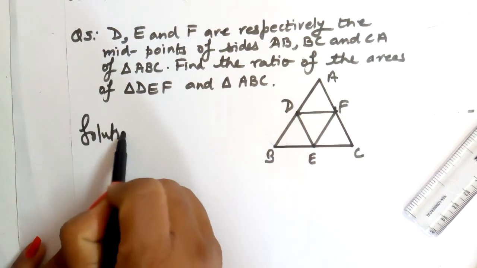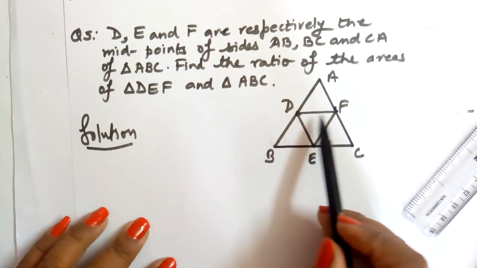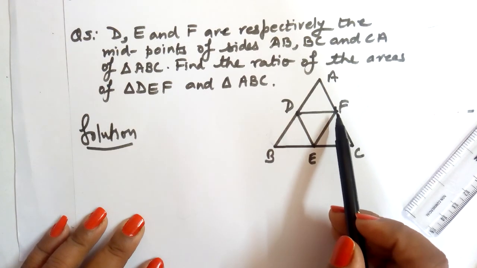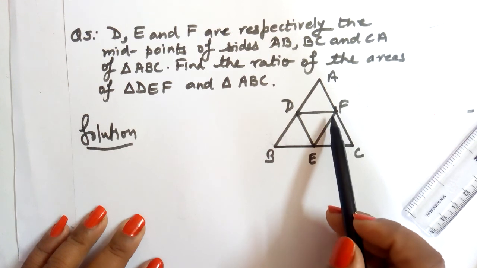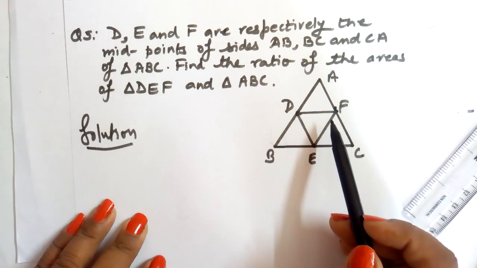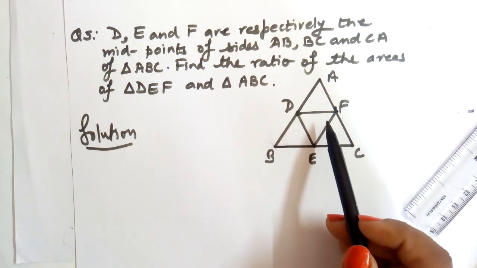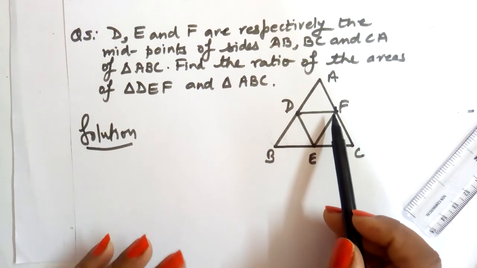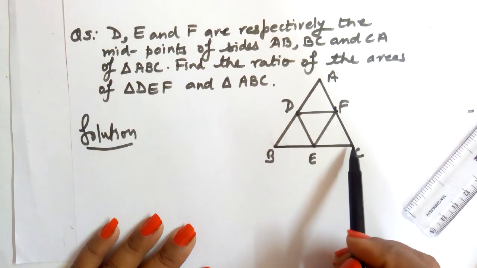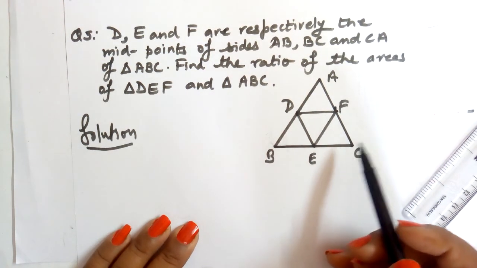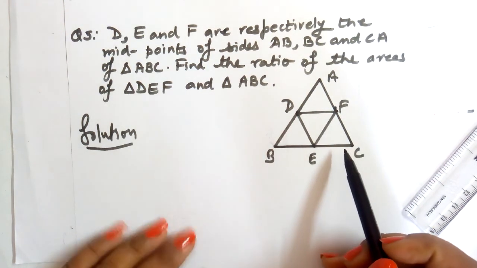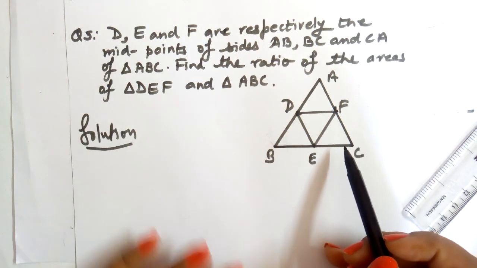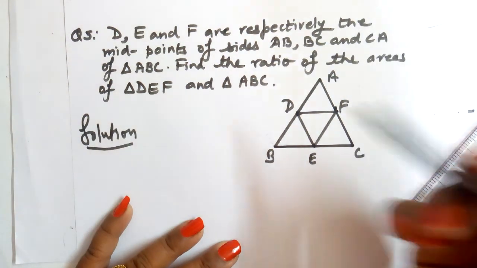If we see, D and F are midpoints, and they are joined by a line. So if we recall the midpoint theorem, according to the midpoint theorem, the line connecting the midpoints of two sides will definitely be parallel to the third side and congruent to half of the third side. Congruent means equal, and I'm going to explain this to you.